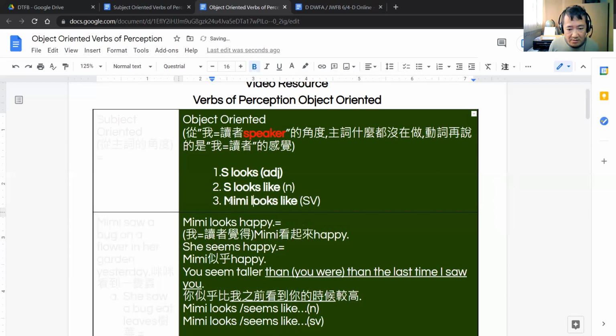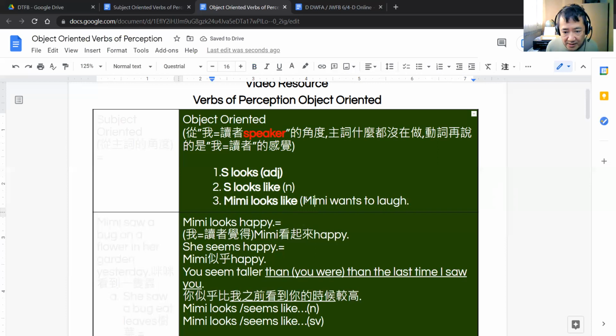Mimi looks like, and then now I can say whatever sentence I want to say, as long as the subject is Mimi. So here, this sentence, whatever I want to say, the subject has to be the same as the first subject, okay? Mimi wants to laugh, because she's happy, right?